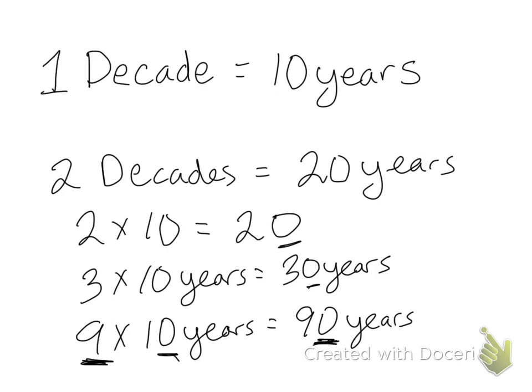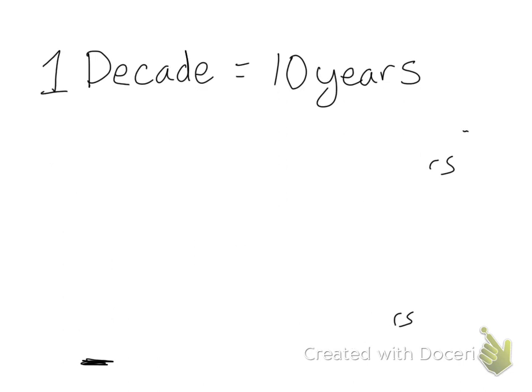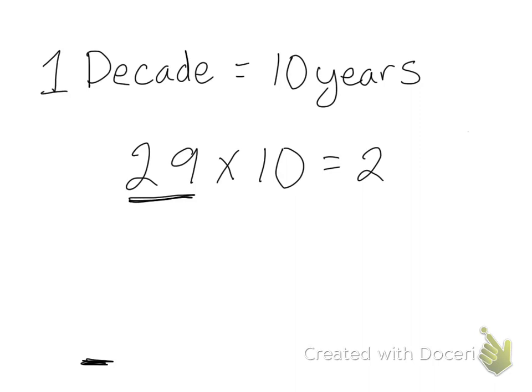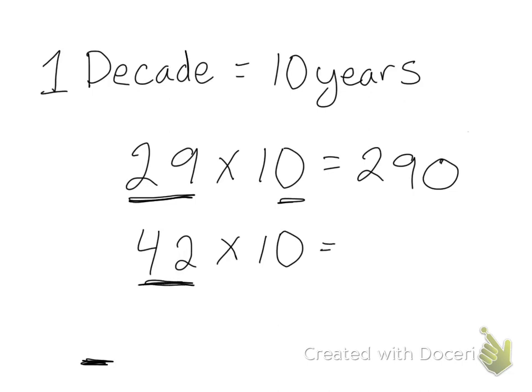So if I have, for example, 29 times 10, or 29 groups of 10, my answer will be the number I multiply by, so 29, with a 0 at the end of it. So 29 times 10 is 290. What about 42 times 10, or 42 groups of 10? Well, my answer will be 42 with a 0 at the end. So 42 times 10 is 420.